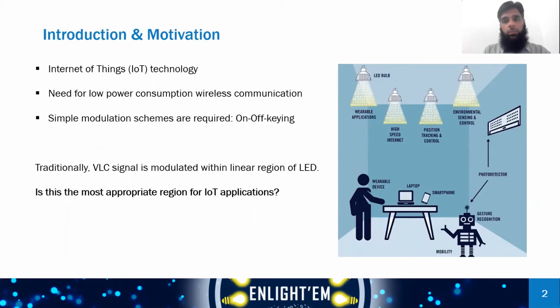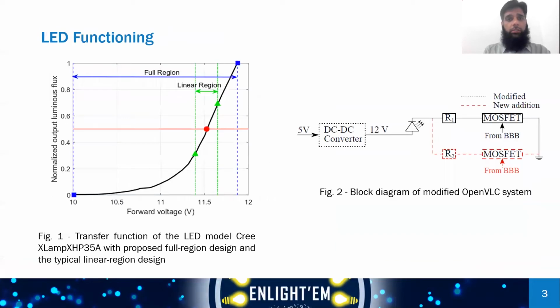So we are working on visible light communication as an enabling technology for IoT devices to transfer information over a wireless link. Traditionally, the VLC signal is modulated within the linear region of the LED. In this work, we explore whether this is the most appropriate region for IoT applications.